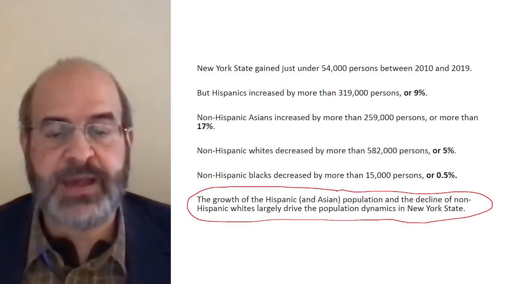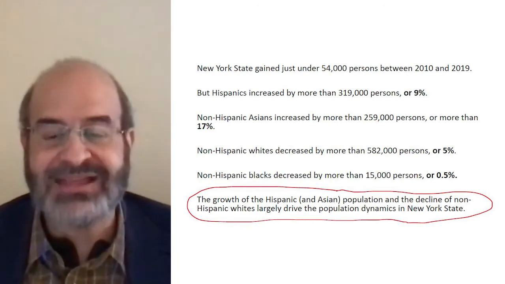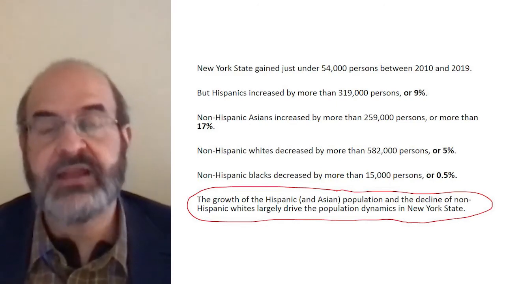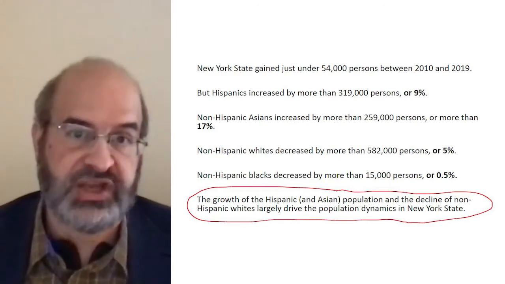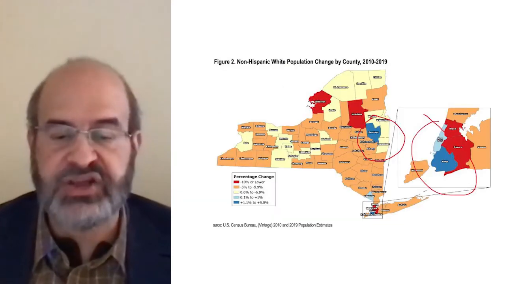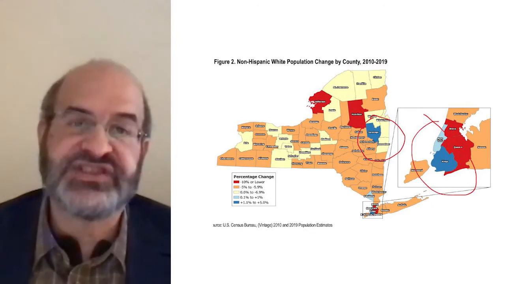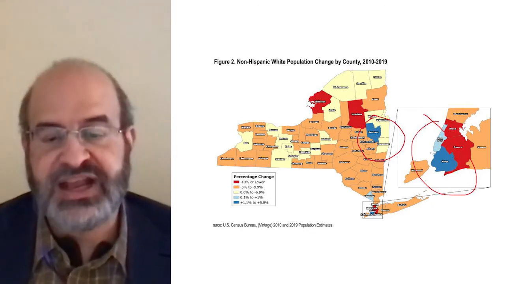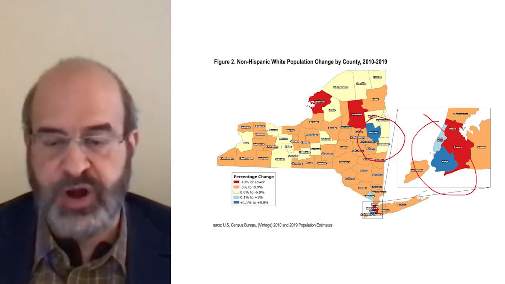The growth of the Hispanic and Asian population and the decline of the non-Hispanic white population largely drive the population dynamics in New York State, as I have just reiterated. The non-Hispanic white population declined in 59 of 62 counties throughout the state. In New York City, their decline centered in Queens and the Bronx.